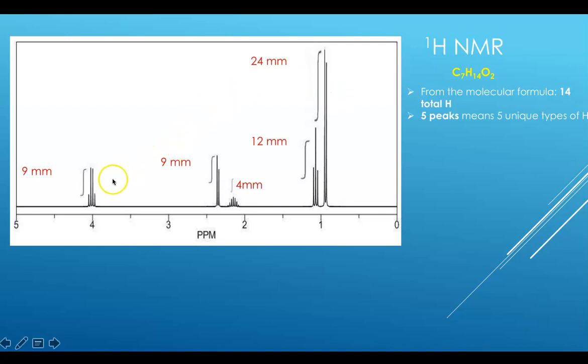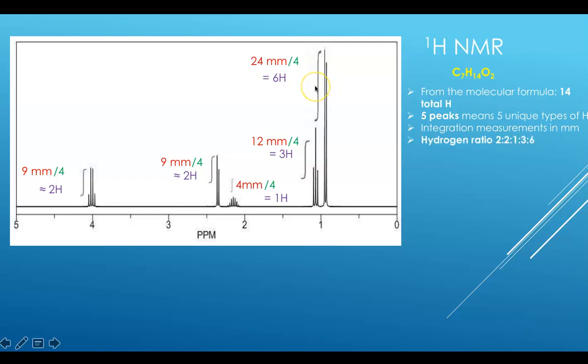From when I measure these integrals just with a ruler in millimeters, I retrieve this data: 9 millimeters for these two, 4 millimeters on this one, 12 millimeters here, and 24 here. If I divide all of these by the smallest one, 4, just to get a smaller ratio, I get a ratio of about 2 hydrogens here, 2 here. It's not exact, of course. 1 hydrogen here, 3 here, and 6 here.